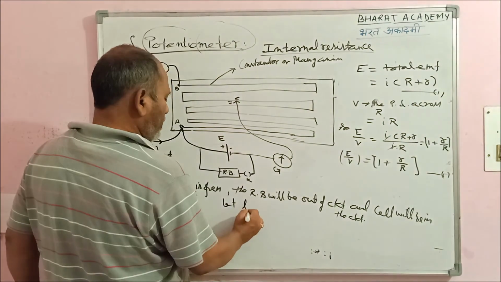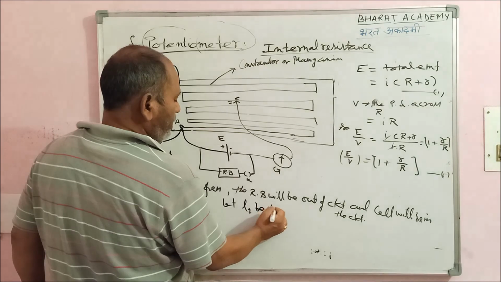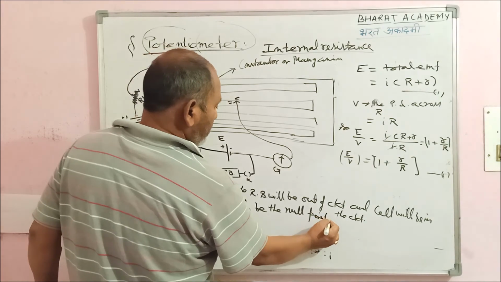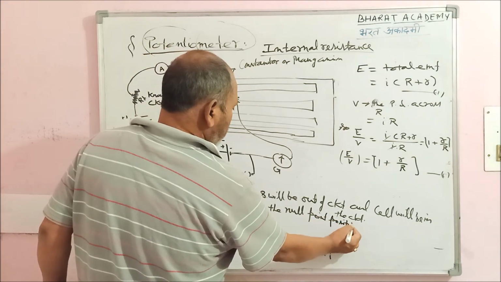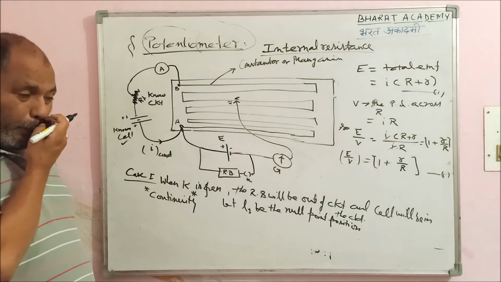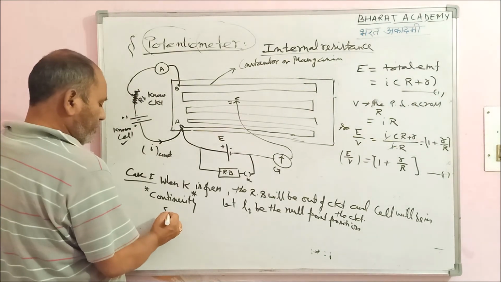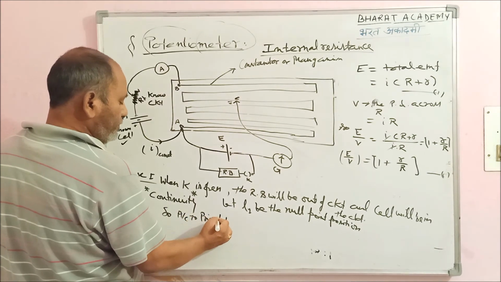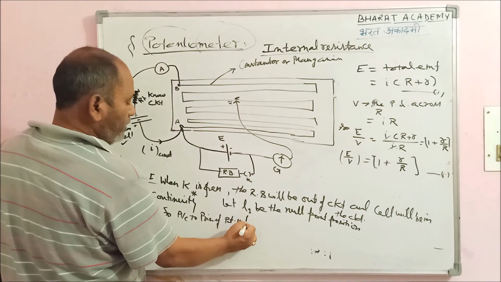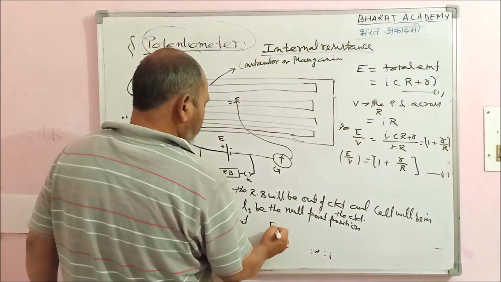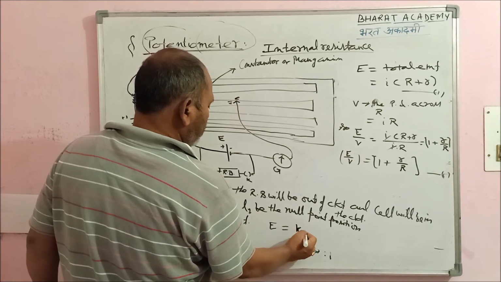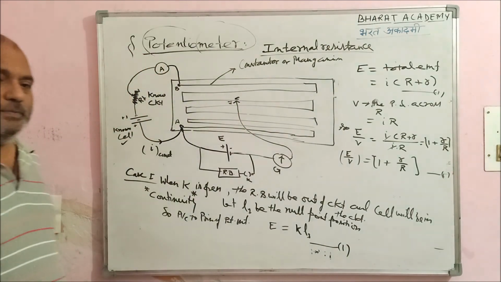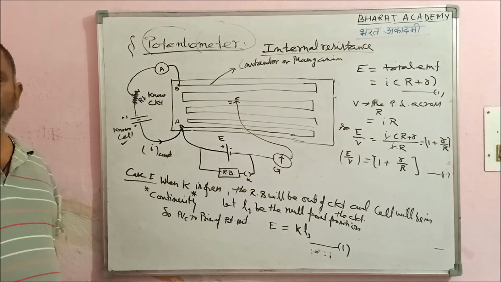Let L1 be the null point position. With the help of the jockey, we will try to find out the null point. So, according to the principle of potentiometer, what will happen? You will get E equal to K L1. This is the first part of the experiment. That will give you the EMF of the cell.